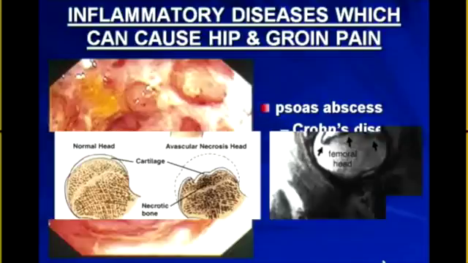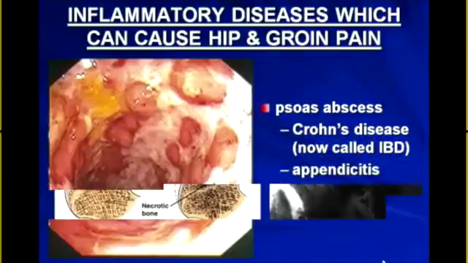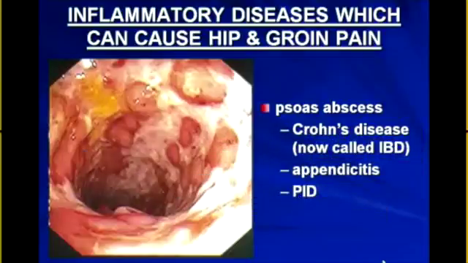With inflammatory diseases that can cause hip pain, probably the most common is psoas abscess, and that can result from Crohn's disease, which is now called irritable bowel disease. I'm not quite sure. They switched to irritable bowel disease from Crohn's because it was felt that patients were being stigmatized because of the term Crohn's disease.